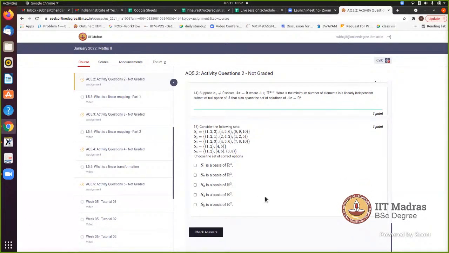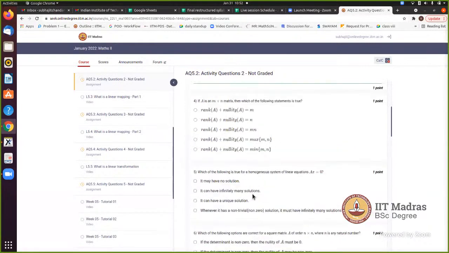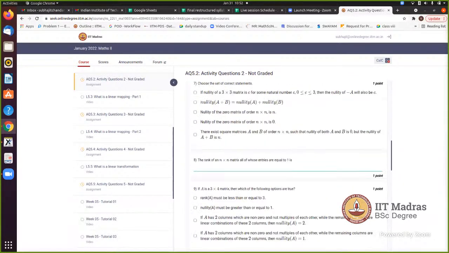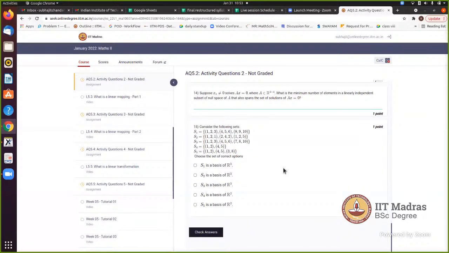Okay, so I think you can try this. Sir, 15th question. Here, in the 15th question, you just have to find which sets can form a basis. Sir, here we have to represent them in matrix form and then row reduce, right? Exactly. Or you can find the determinant.